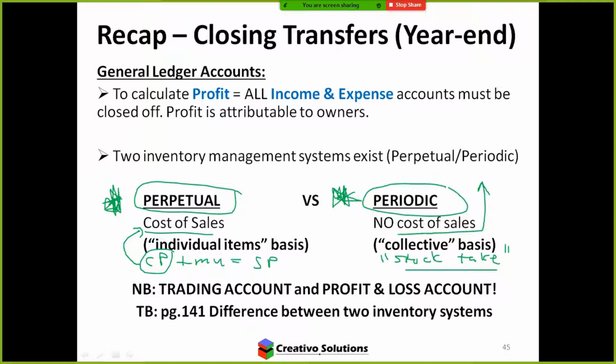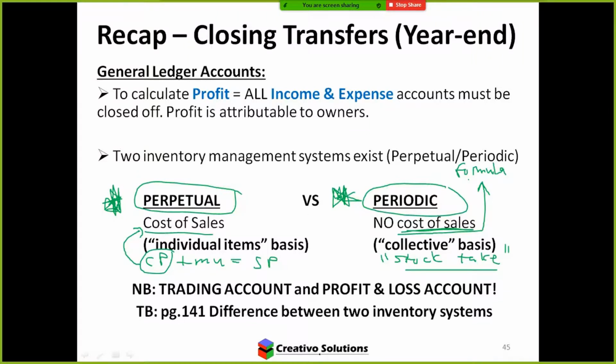Do you remember the formula for cost of sales? Opening stock, plus purchases, minus purchase returns. You also have to add other costs like carriage on purchases. And then minus closing stock. Very good. Okay, so you've got it.